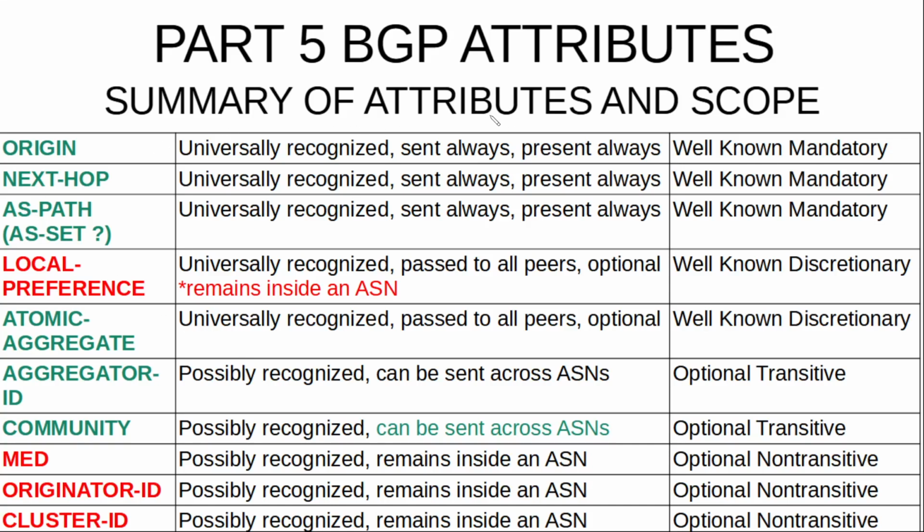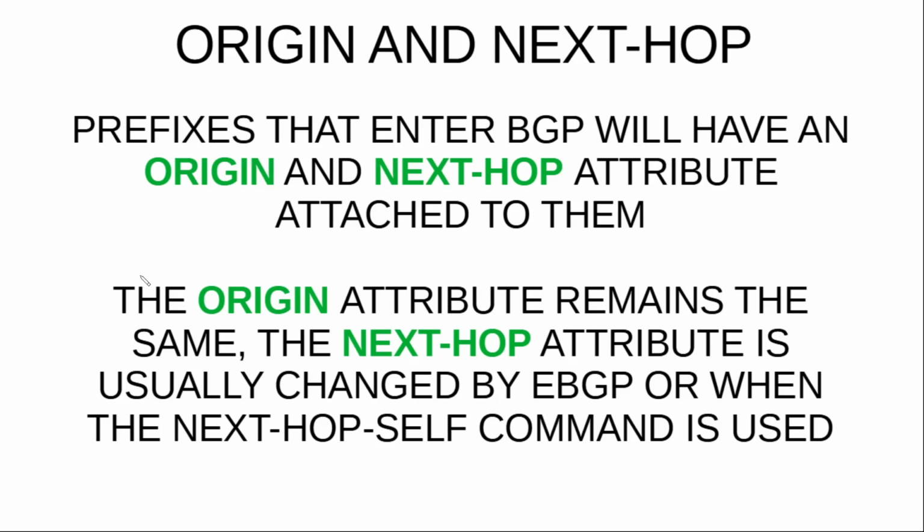This is a summary of all the attributes. We have seen many of them. We saw origin, next hop, AS path, and AS set. We didn't see local preference, atomic aggregate, aggregator ID, community. And there are others that are eBGP related, so we didn't see them. So origin and next hop, we already saw them. When sending updates, we are going to change the next hop. The next hop changes at each eBGP update.